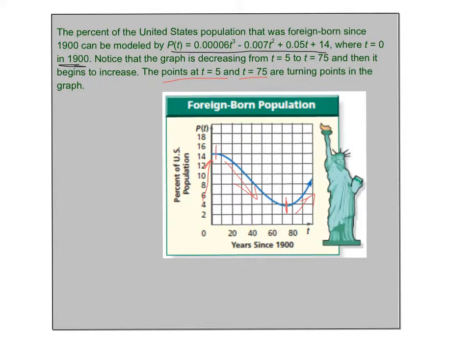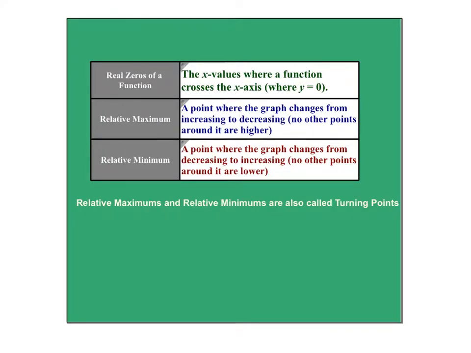That's going to be an important part when we're talking about parts of the graph, the turning points. A couple of terms to jot down. The real zeros of a function are where it crosses the x-axis, so y equals 0. You've got x values and y values, and where y equals 0, that's considered a real zero of the function.